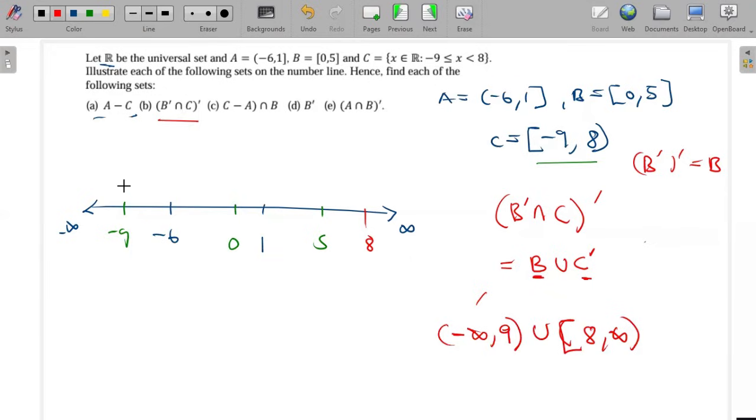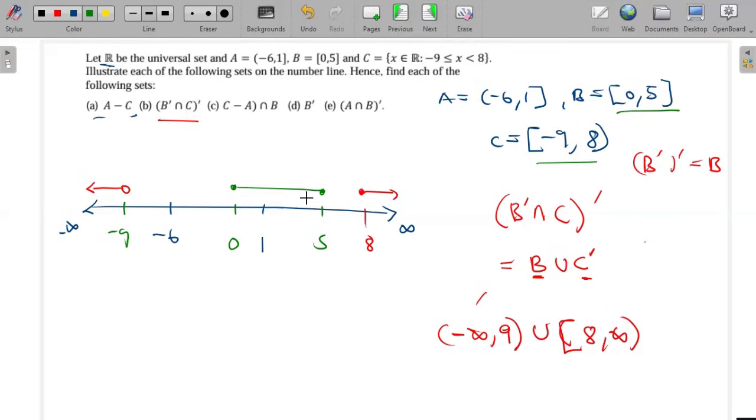So from here it's open to that side. And then there it's closed to that side. Then my B. B is just 0 to what? 0 to 5. So 0 closed, there closed. Now union means that that element is either in that set or the other one or in both of the sets. That's what it means.